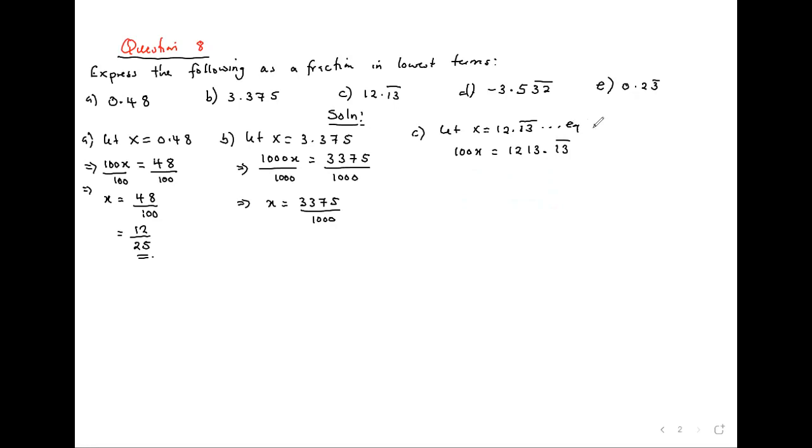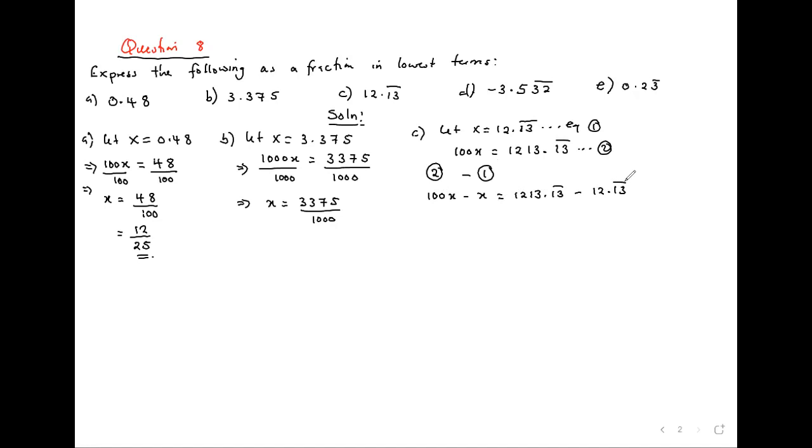If we name the first one equation 1, the second one equation 2, then we can now say equation 2 minus equation 1, where we'll have 100x minus x equal to 1213.13 bar minus 12.13 bar. So all our equations must have the same numbers after the decimal when you are doing the subtraction.